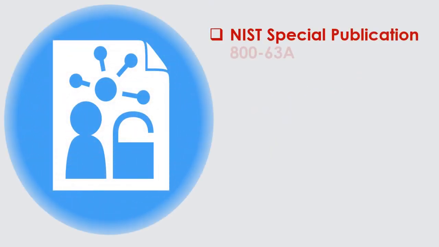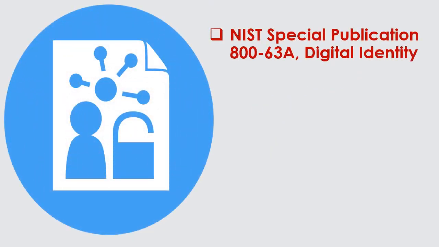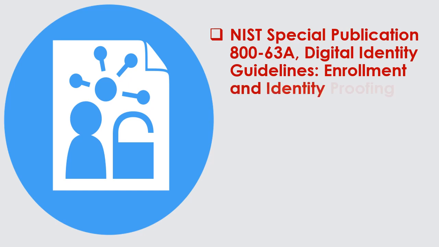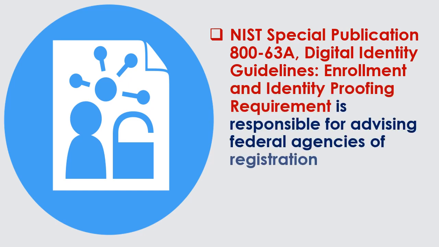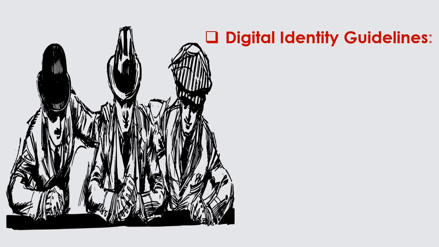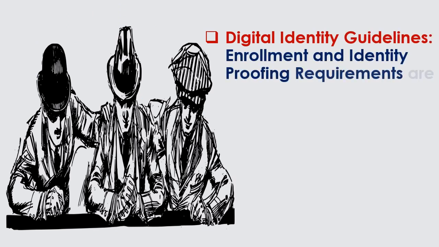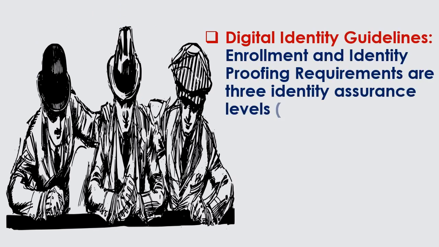NIST Special Publication 800-63A, Digital Identity Guidelines. Enrollment and identity proofing requirements are responsible for advising federal agencies of registration and identity proofing. Digital Identity Guidelines. Enrollment and identity proofing requirements include three identity assurance levels, IALs.